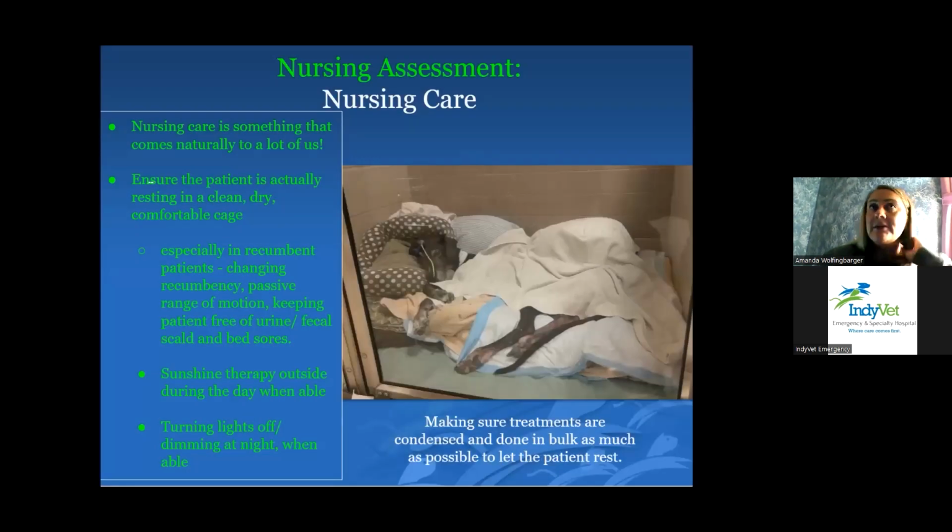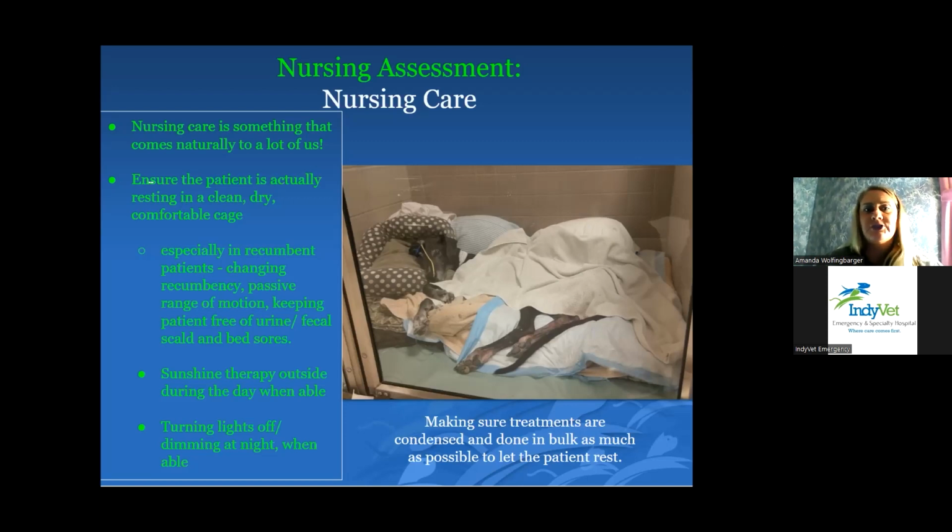Nursing care, one of my favorites. This is something that comes naturally to a lot of us. And it just makes you feel good as a nurse, being able to make your patient feel more comfortable with super easy things that honestly don't take a lot of effort. So, ensuring that they have a clean bed, a dry bed, that it's comfortable, that they can actually rest, especially in our recumbent patients.